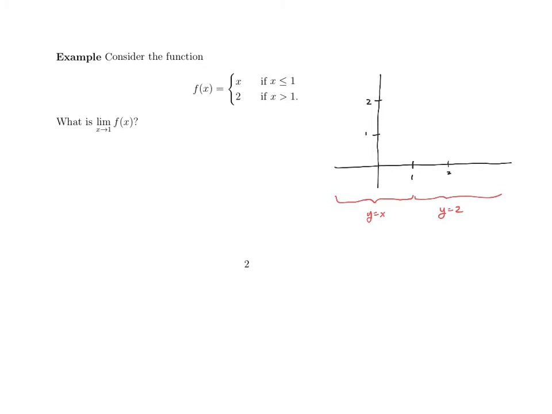So when we are at 1 or to the left of 1, we have the line y equals x. From 1 onward, so I'm going to put an open circle up here at 1, we can only have one output associated with each input. We have the horizontal line y equals 2.